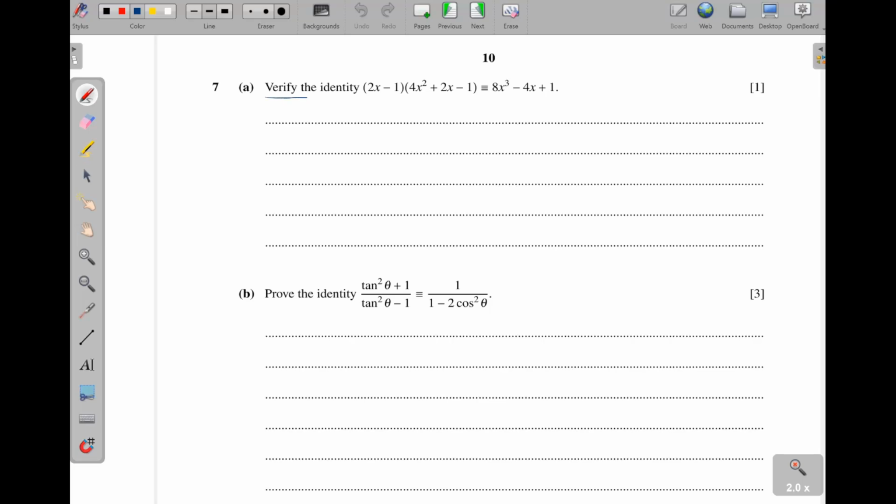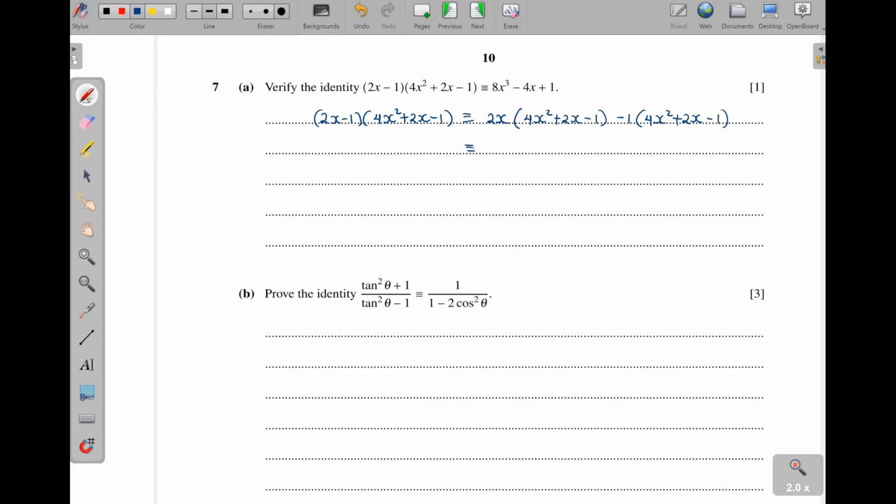Question 7 part A, verify the identity, that this is equal to this. Of course, everything in the first bracket must multiply with everything in the second bracket. So 2x minus 1, then times 4x squared plus 2x minus 1. We shall have 2x multiplying with the 4x squared plus 2x minus 1, then also minus 1 has to multiply with the 4x squared plus 2x minus 1.